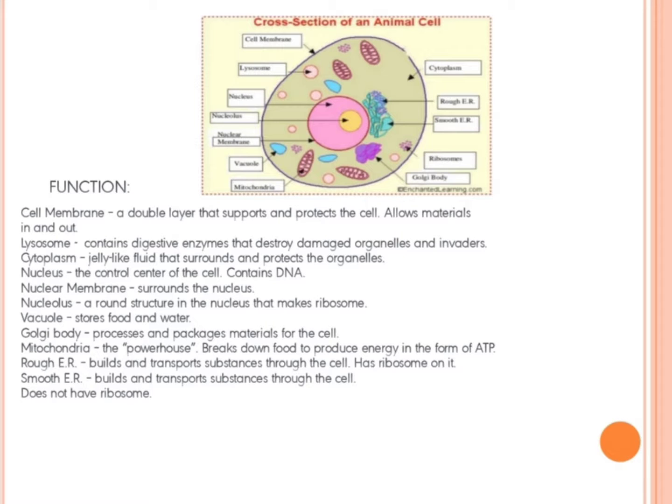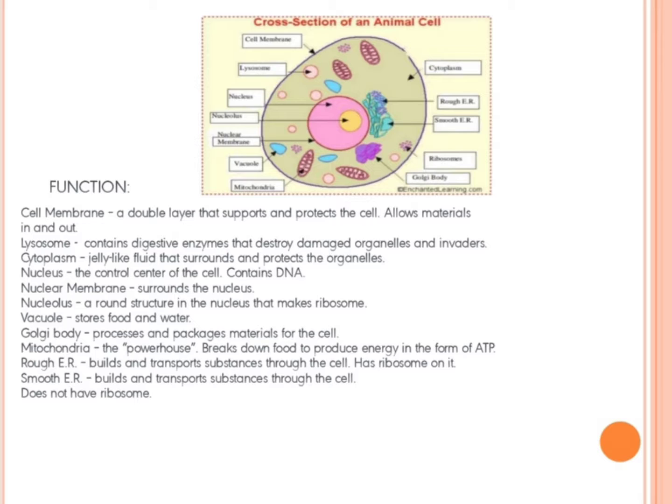So we are here now in a cross-section of an animal cell together with their functions. Cell membrane, a double layer that supports and protects the cell, allows materials in and out. Lysosome contains digestive enzymes that destroy damaged organelles and invaders. Cytoplasm, jelly-like fluid that surrounds and protects the organelles. Nucleus, the control center of the cell, contains DNA.